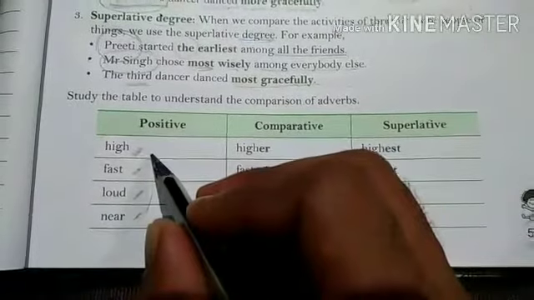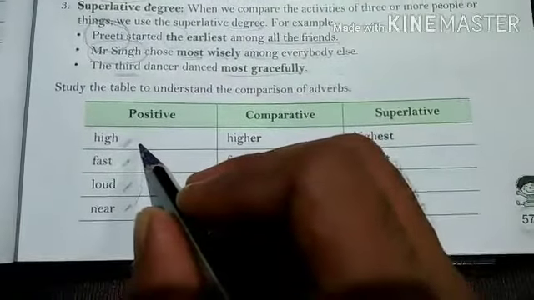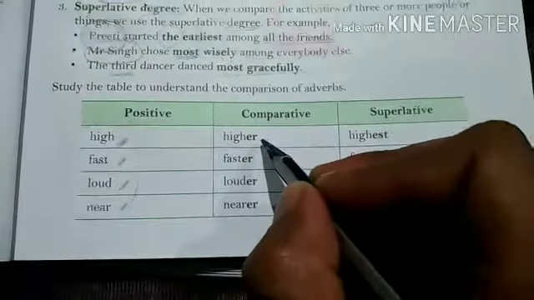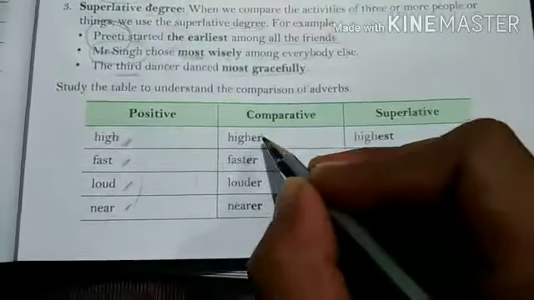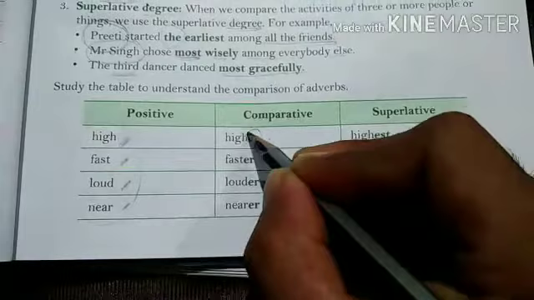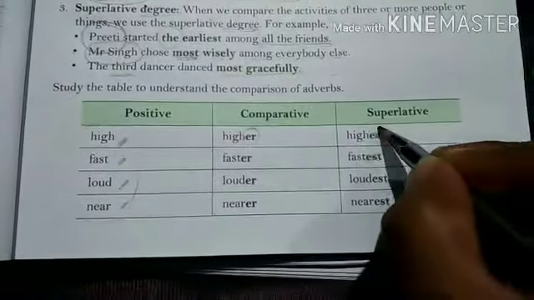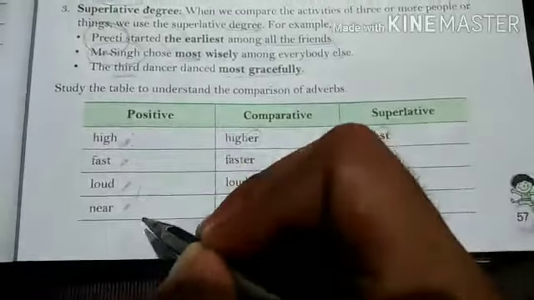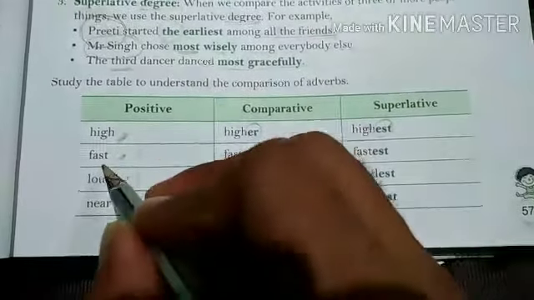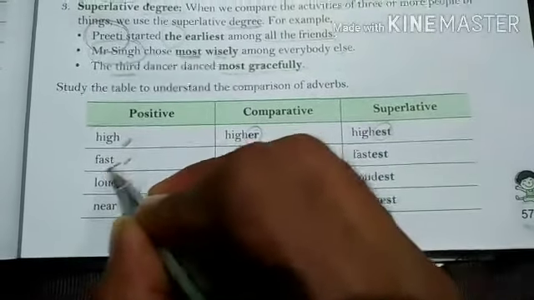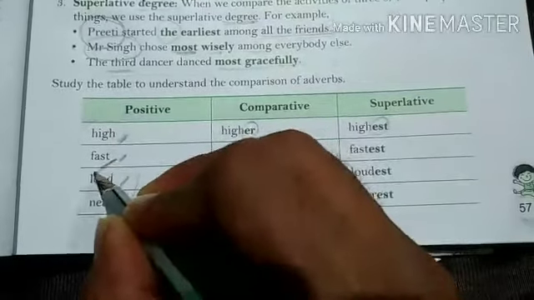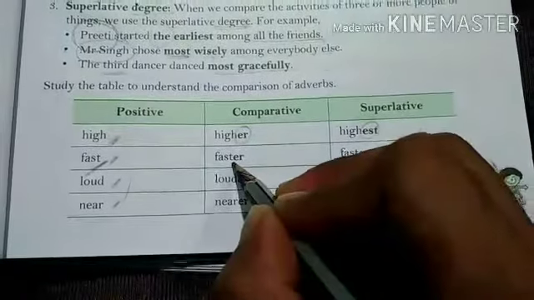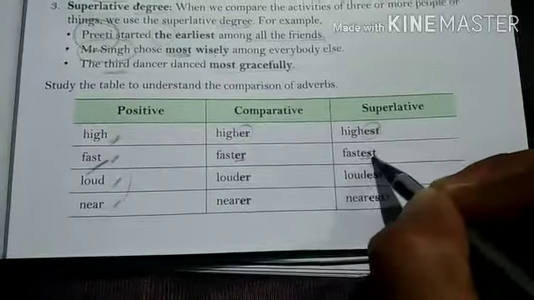So I have already told you, if the words are of only one syllable, that means monosyllabic words, we have to add ER in comparative degree and EST in superlative degree. Understood? So these all are monosyllabic adverbs. Here the second example is fast. Fast can be used both as adjective and adverb. Fast, faster, fastest. Here in faster we have added ER and in fastest we have added EST.